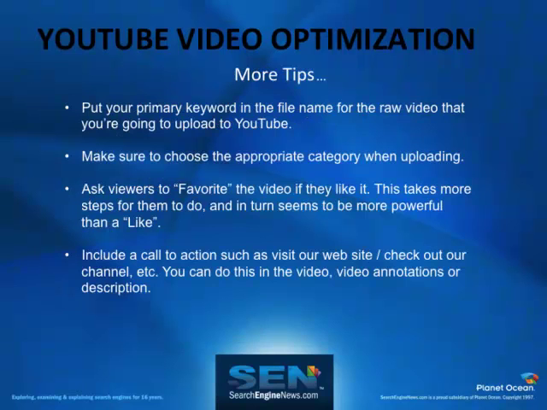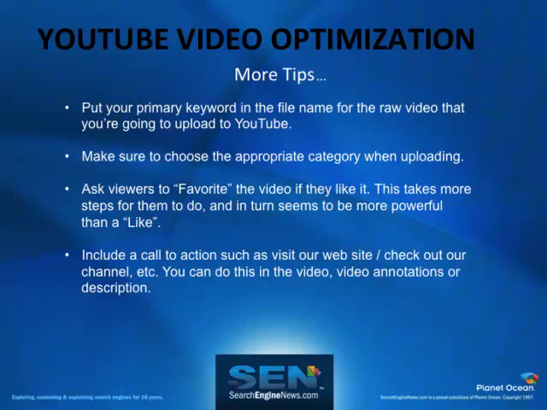A few more tips here in regards to YouTube. Ideally, and this is something you want to do before you even upload the video, take whatever keyword you want to target, your primary keyword that you're after, and change the file name of the raw video before you upload it to YouTube, because once it's up there, you can't change the submitted file name. You need to do this before you actually upload the file. Make sure to choose the appropriate category. That's some common sense, but make sure to choose an appropriate category when you're uploading and setting up the video.